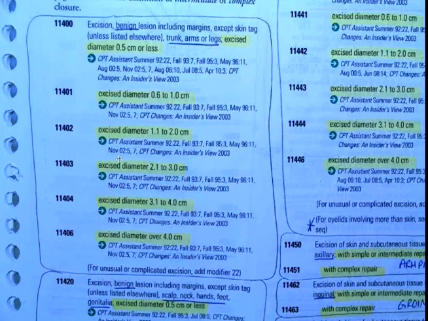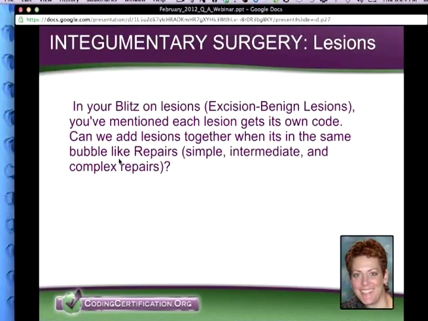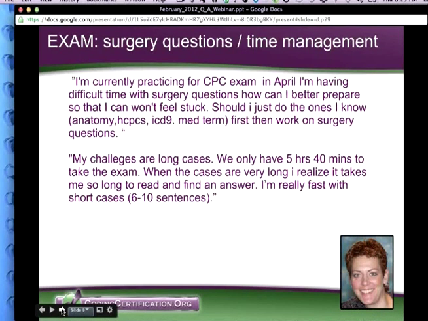So let's see if we can go back. Okay. Yay. All right. So that was that question. The next one was more of a time management question. I'm currently practicing for the CPC exam in April. I'm having a difficult time with surgery questions. How can I better prepare so that I don't feel stuck?